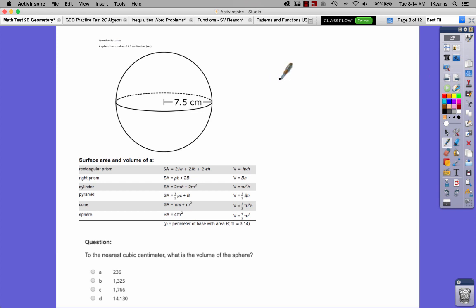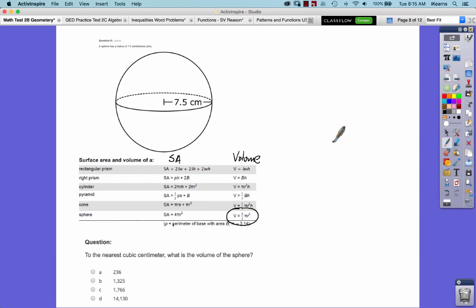All right, question 8. A sphere has a radius of 7.5 centimeters. To the nearest cubic centimeter, what is the volume of the sphere? Again, this is from the formula sheet under surface area and volumes. All of these right here have to do with surface area. SA stands for surface area. Well, what we want is the volume. So we're looking in this column, and we want the sphere. So we want this one right here.